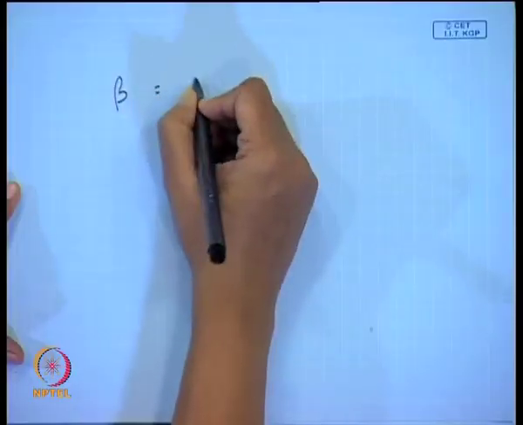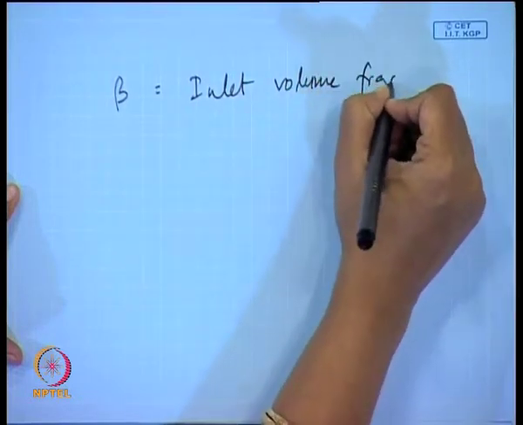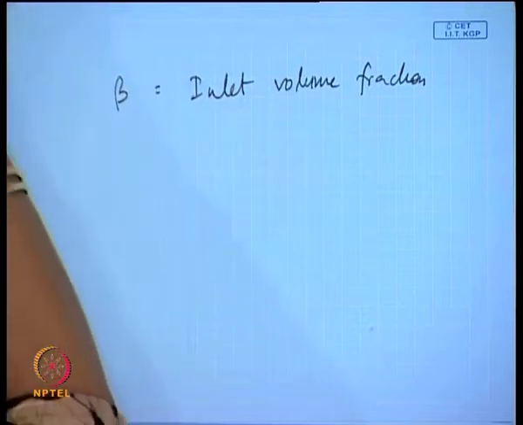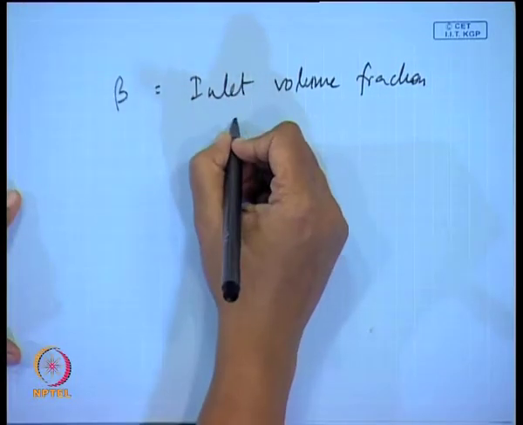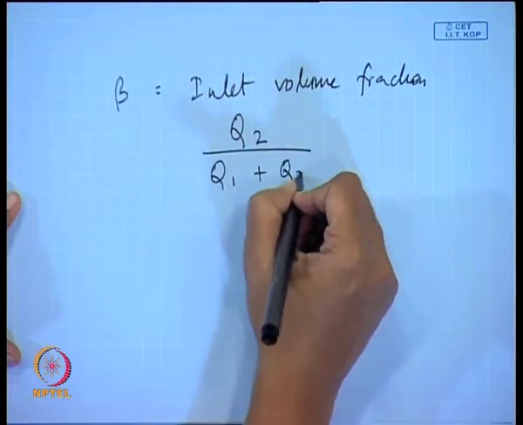Now, since I have defined the in situ volume fraction, definitely there is something like the inlet volume fraction, and that is the input parameter which can be easily measured, isn't it? That inlet volume fraction is usually referred to as beta. This is the inlet volume fraction, which can be given as Q2 by Q1 plus Q2.